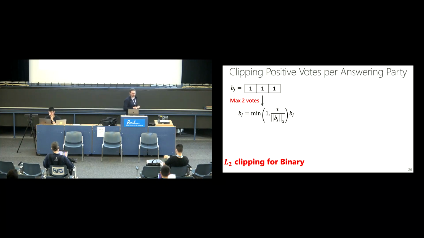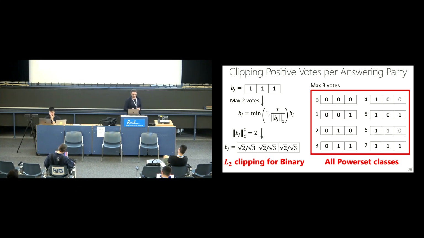We clip in the same way as you, for example, do in DP-SGD. So we want to ensure that the squared norm of this vector is 2, and then we clip this vector b sub j of all ones to the shown vector b sub j at the bottom. So this is how we do clipping for the binary method, and we also show that this clipping is actually optimal in the L2 norm. Then, how do we apply this vote clipping for the power set method?